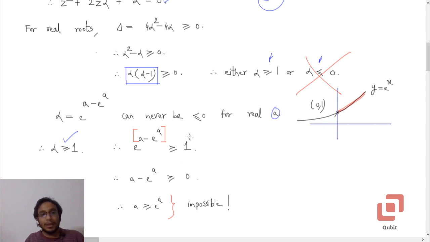Now if that is the case, then the exponent has to be greater than or equal to 0. That means to the right side of the y-axis. Now, is this possible? No, this is not possible. If you want a minus e to the power a to be greater than or equal to 0, it means you want a to be greater than or equal to e to the power a, and this is never going to happen, and this is not very difficult to prove.